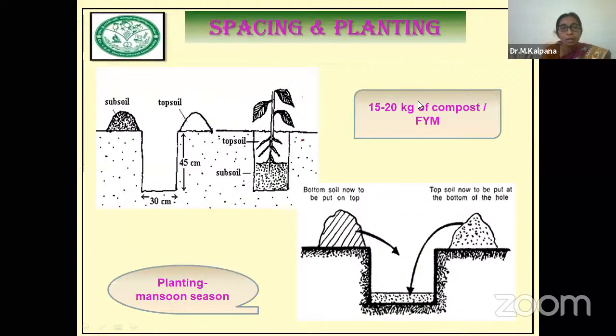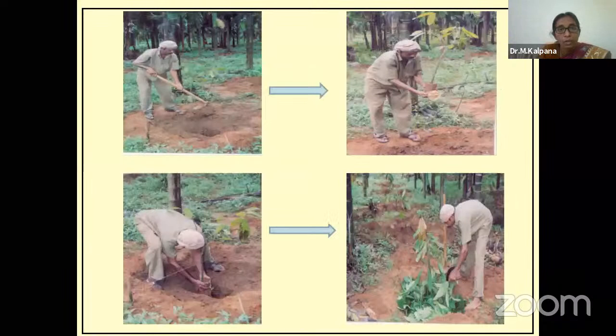Before planting, 1 month before planting, we have to dig pits of 50 centimeters, and the topsoil we have to mix with 15 to 20 kg of compost or farmyard manure, and planting should be taken up during the monsoon season. Okay, this is the planting where we have to take care.